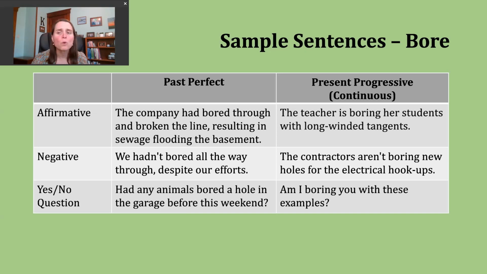The teacher is boring her students with long-winded tangents. Okay. Again, oh, I hope it isn't me that you're thinking of as you watch and think about this sentence. So the teacher's one person. So with he or she, we're going to use is. That's our form of be that matches.